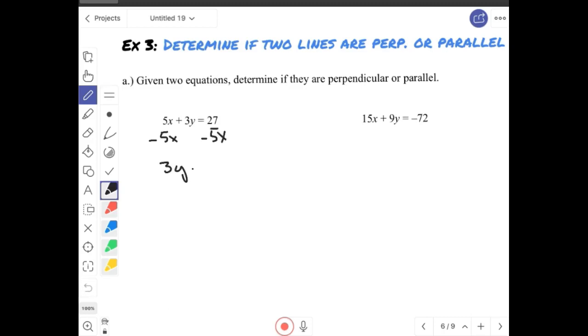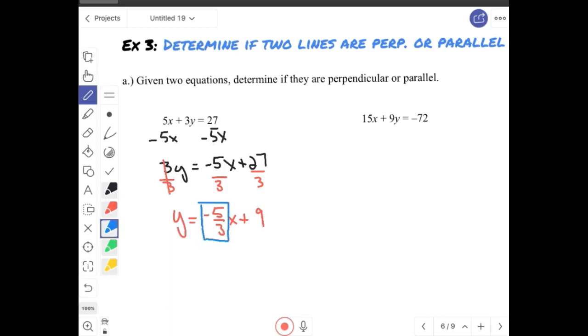So that's going to be 3y is equal to negative 5x plus 27. And then we're dividing by 3 each of our terms. Y equals negative 5/3 x plus 9. Now, the only thing that we really care about in this sort of problem is that slope. So we want to see the relationship between the slopes of these two equations.